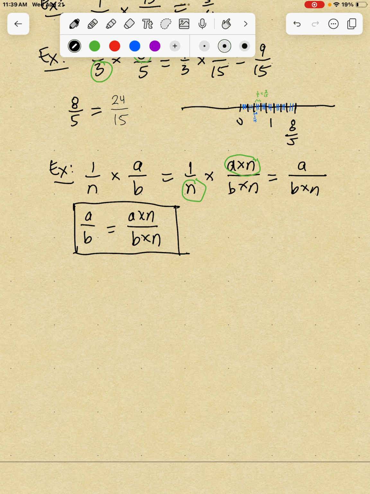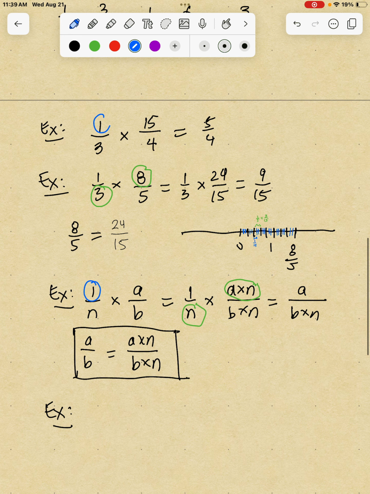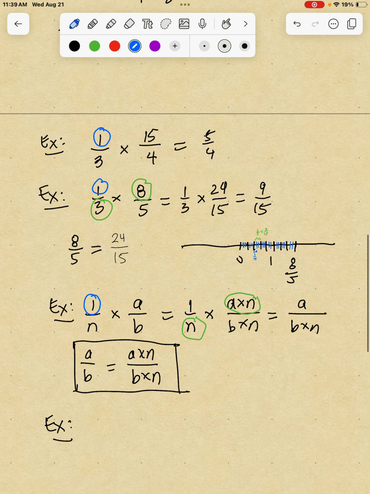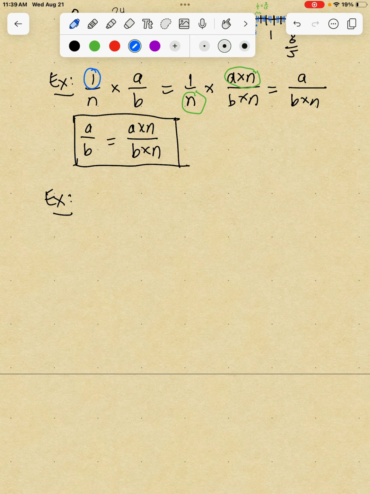So now the last thing we want to talk about is what happens when the numerator of the number we're multiplying is not 1. So in all these examples, I was working with 1 over something. So let's say that you had 2/3 times 6/7.